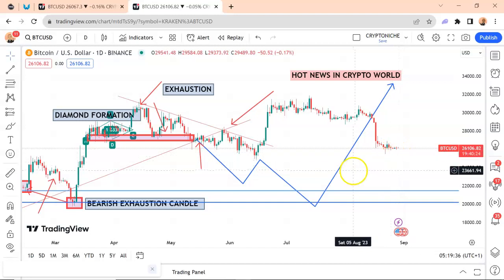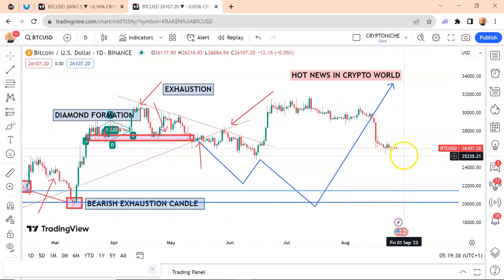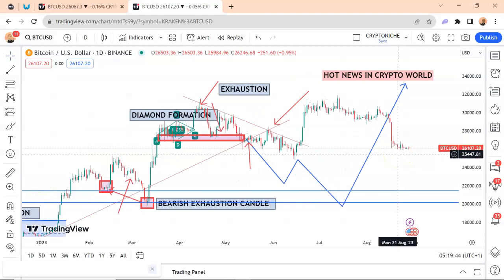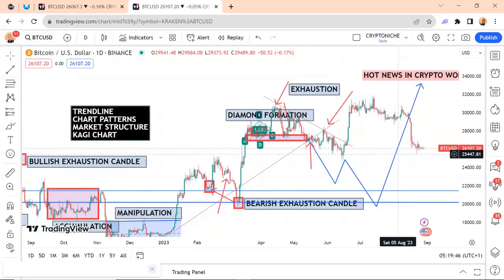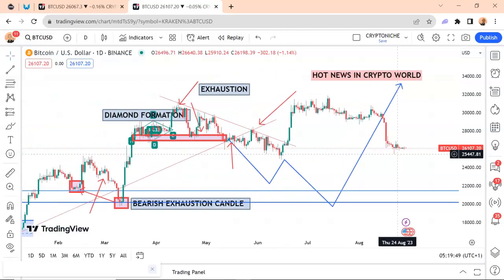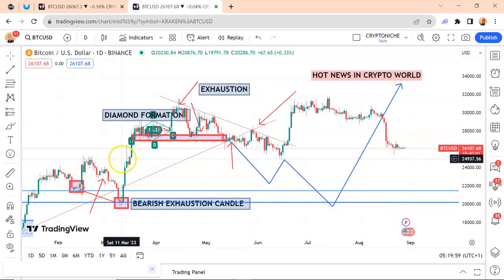Then at this level, this became a resistance point for Bitcoin, and it's been historical if you look at the charts, for quite a long time. That resistance level was broken right here, and it is now becoming a support. That makes it even more interesting for us as traders and as technical analysts.